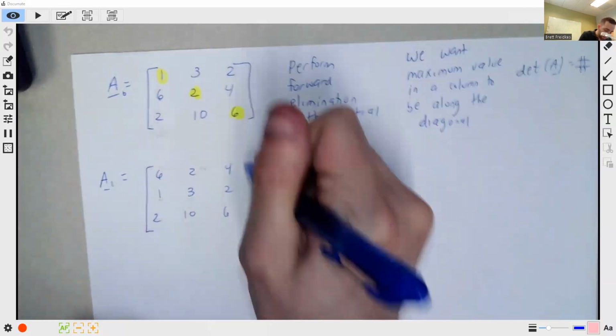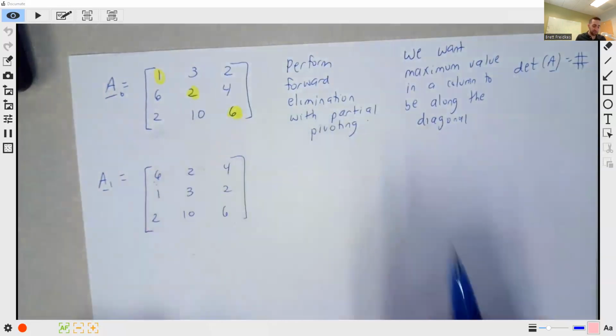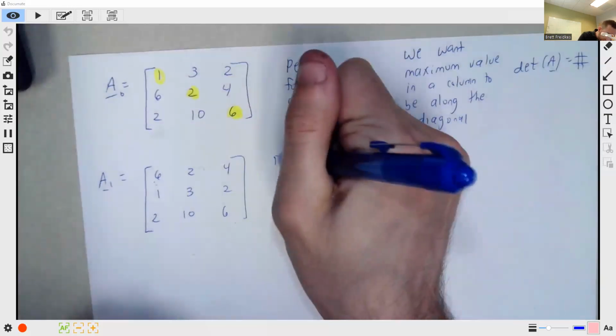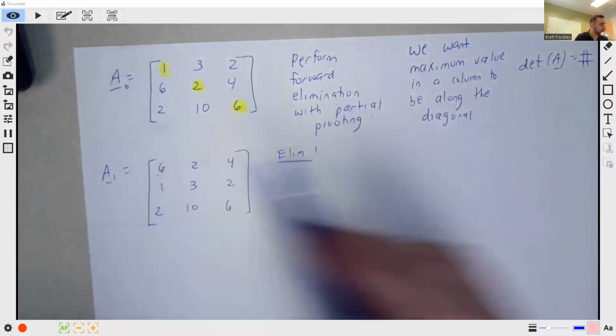We do not need the column in order of descending. We don't care about that. What we do care about is that now the maximum element in that column is along the diagonal. That's a 6. So our first step will be to eliminate the 1, now that we have made this the max.